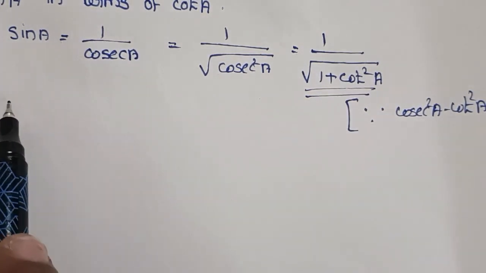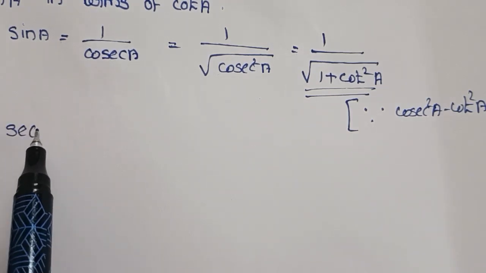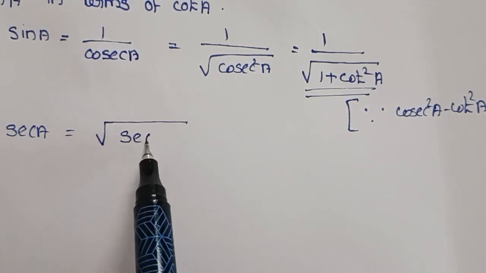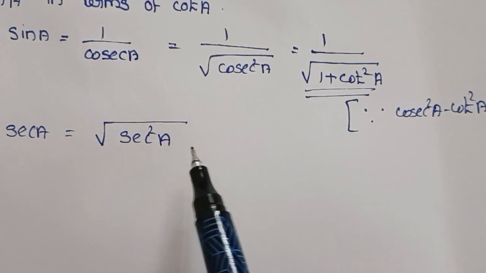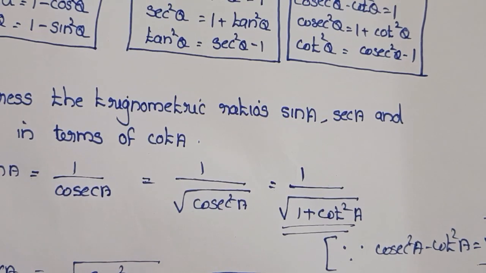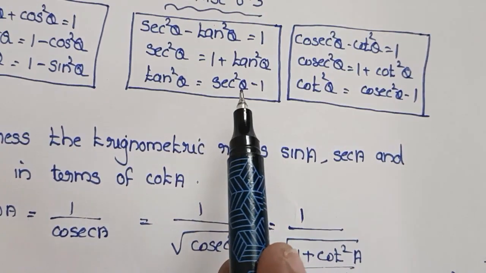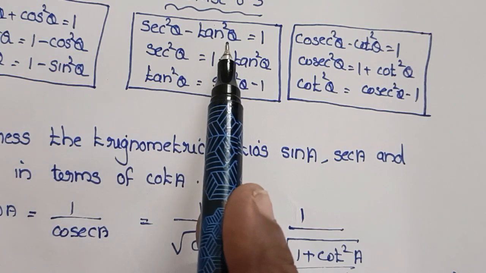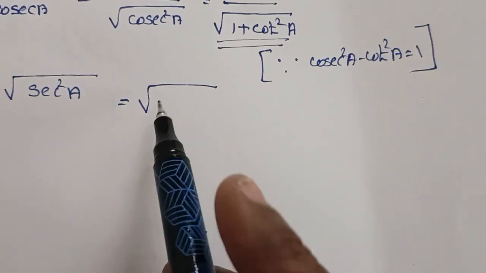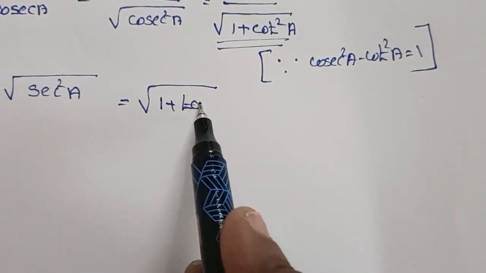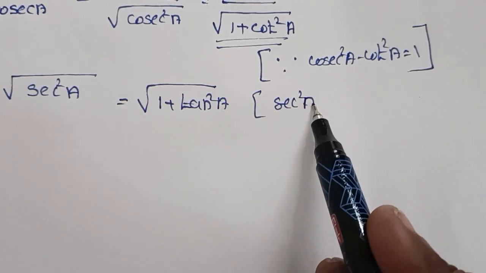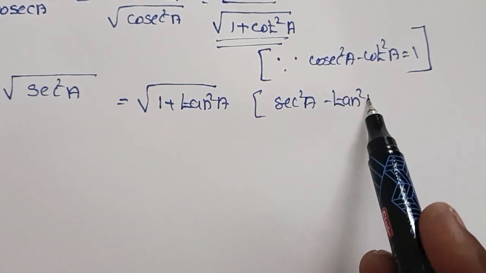Second we have to write sec A, isn't it? Sec A equal to square root of sec square A. We can write sec A as square root of sec square A. Sec square A equal to 1 plus tan square A, isn't it? Using the identity sec square minus tan square equal to 1, we get sec square equal to 1 plus tan square. So instead of sec square A, we can write 1 plus tan square A. Here we are using the identity sec square A minus tan square A equal to 1.